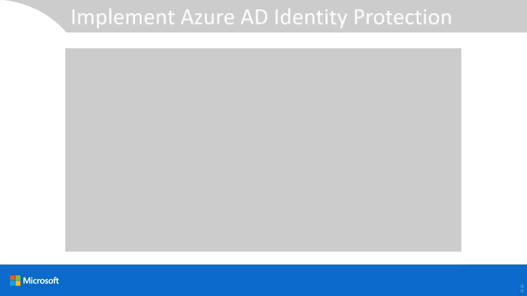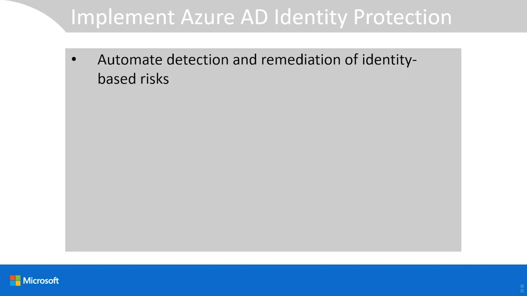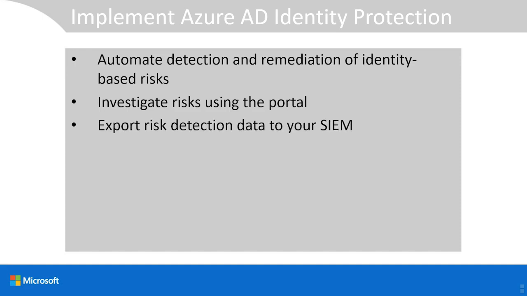Microsoft analyzes trillions of signals per day to identify new and existing threats that can compromise users' identities and other sensitive data. This ongoing analysis has been used to develop identity protection, which allows organizations to accomplish 3 key tasks: automate detection and remediation of identity-based risks, investigate risks using the portal, and export risk detection data to your security information and event management system.